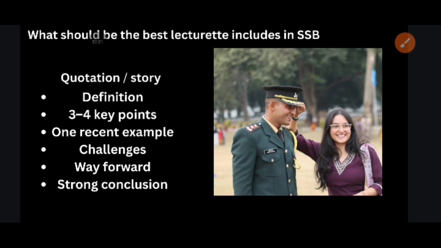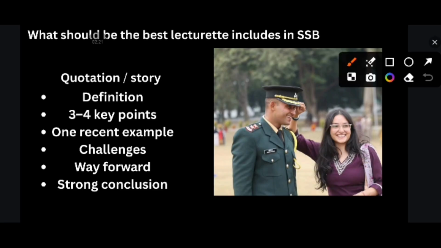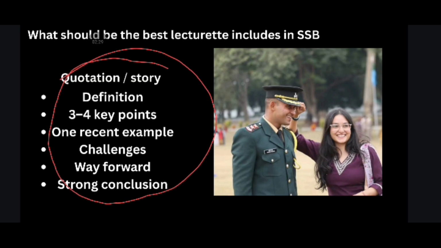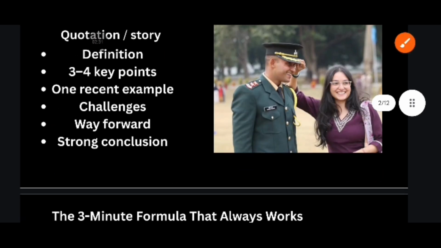Second is the definition. Give a brief definition of the topic, and then give 3 to 4 key points. Then give one recent example, and after that challenges, way forward, and a strong conclusion. These are the basic fundamental things to deliver a perfect lecture. Now we will discuss all these things in detail. So let's move forward.